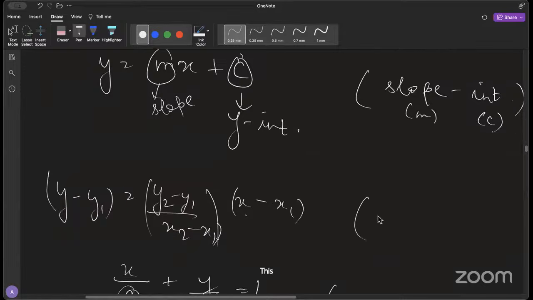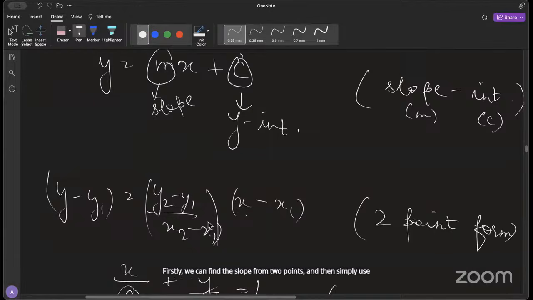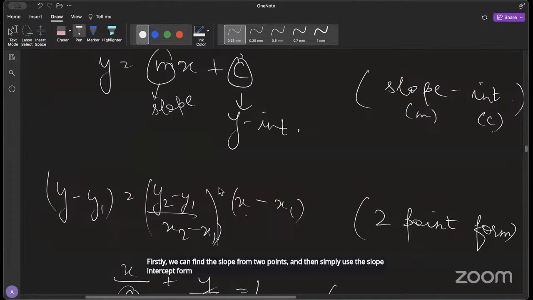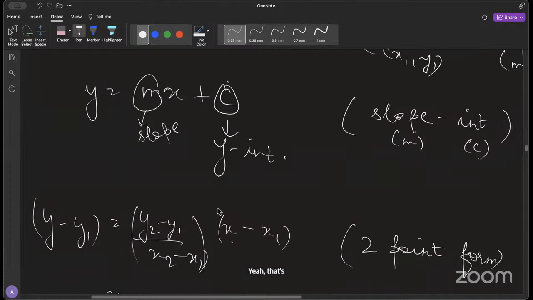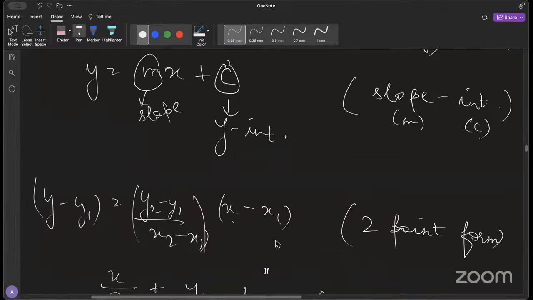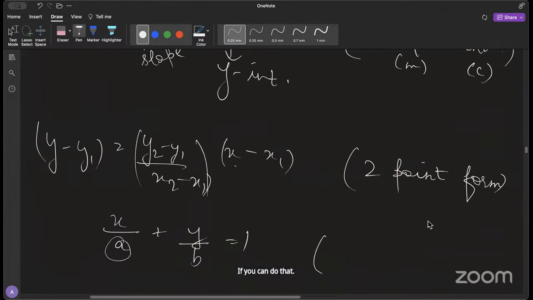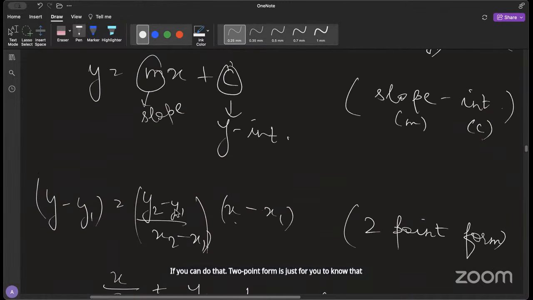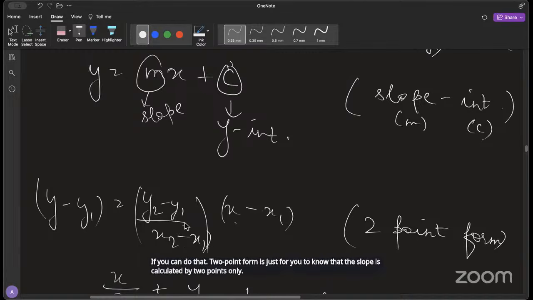This is your 2-point form. Firstly, we can find the slope from 2 points and then simply use the slope intercept form. That's actually better. 2-point form is just for you to know that this slope is calculated by 2 points only, right?